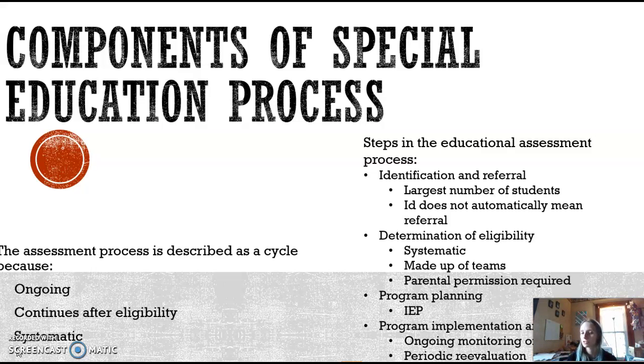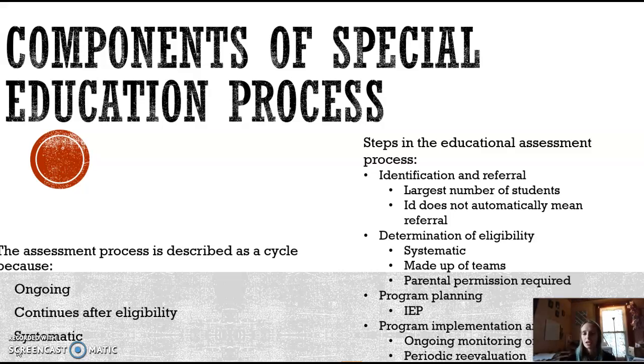So the identification and referral step has the largest number of students. This is where the teachers may see a student and see the data that they've recorded and realize that they may need some additional services. Just because the student has been referred does not automatically mean that they have an identification and that they're going to receive special education services. It just means that we need to look further into this. Are there some intervention type things that we can do to help this student? Are there extra steps that we can do to help them without putting them on an IEP?